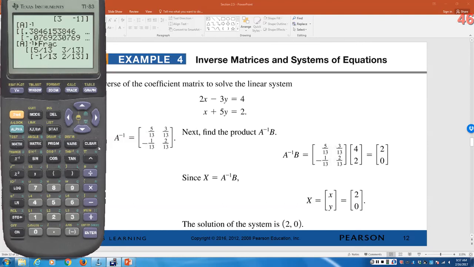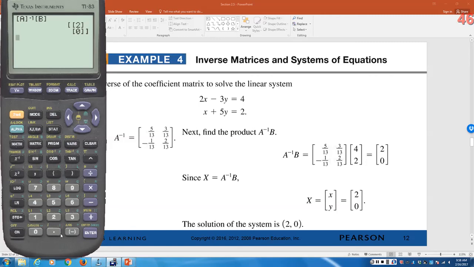Now really, knowing what that matrix inverse is doesn't help me. What I want to do is clear it off here: matrix A inverse times matrix B. The answer is 2, 0. X is 2 and Y is 0. So that's the matrix X, Y.